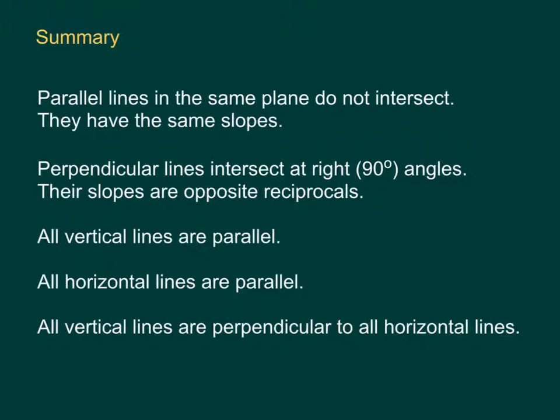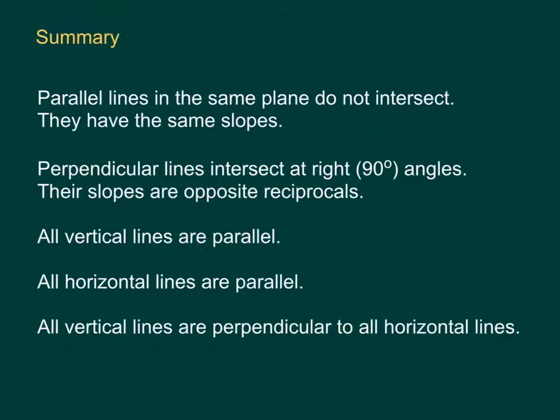All right, so now time for a quick summary. Parallel lines in the same plane do not intersect. They also have the same slopes. So we know what they look like, and now we know that their slopes are identical. Perpendicular lines intersect at right or 90-degree angles, and their slopes are opposite reciprocals. So if you have 2/3, it becomes negative 3/2.